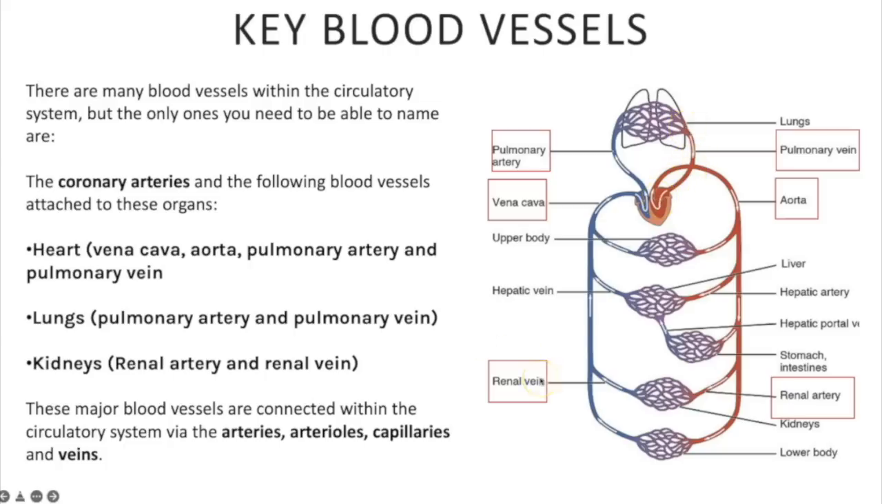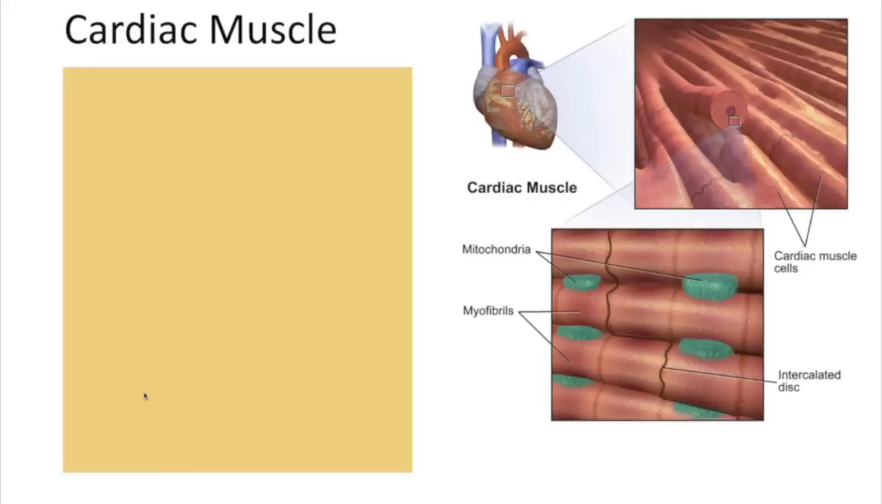The kidneys, we have the renal artery and the renal vein. So where you see the word renal, that is referring to a blood vessel attached to the kidneys. Those major blood vessels are connected within this double circulatory system via arteries, arterioles, capillaries, and veins.